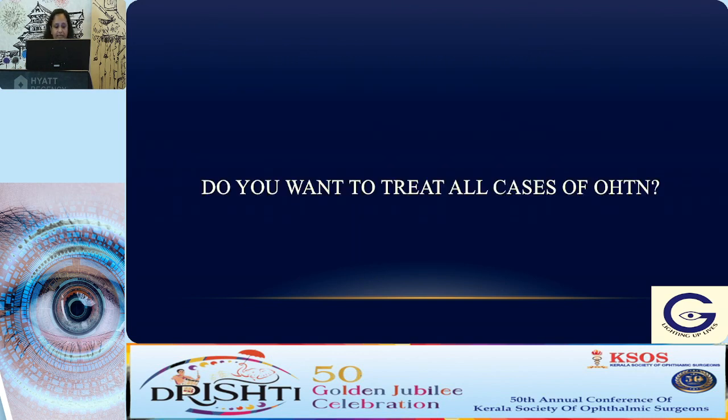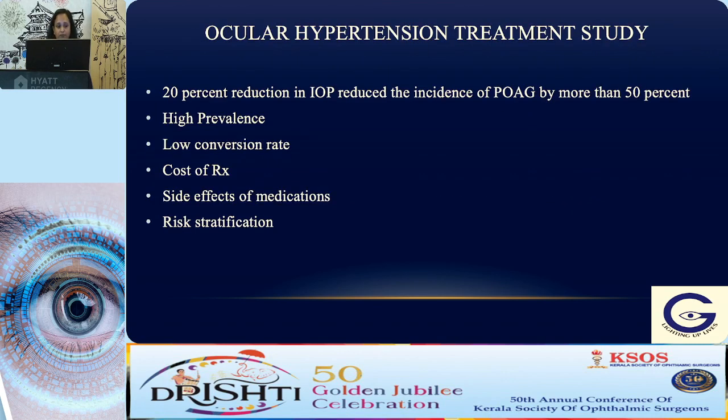So the question here is, do you want to treat all cases of ocular hypertension? Let us look at the evidence from the major landmark trial, the Ocular Hypertension Treatment Study. According to the OHTS, a 20% reduction in intraocular pressure reduced the incidence of POAG by more than 50%.